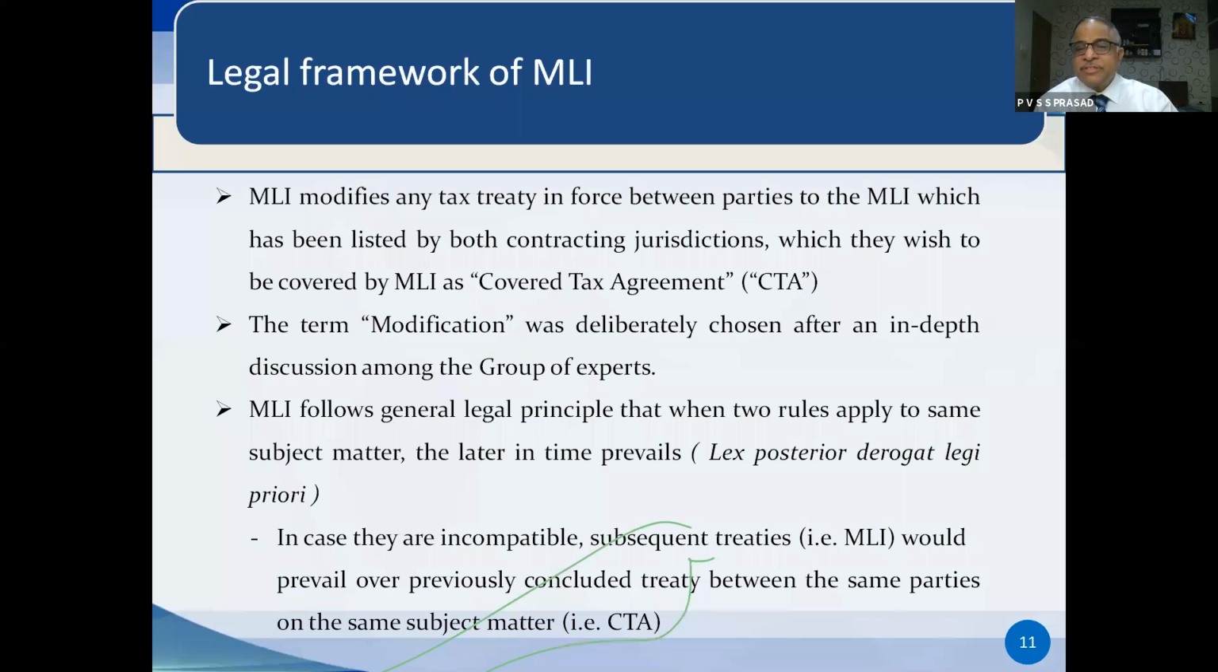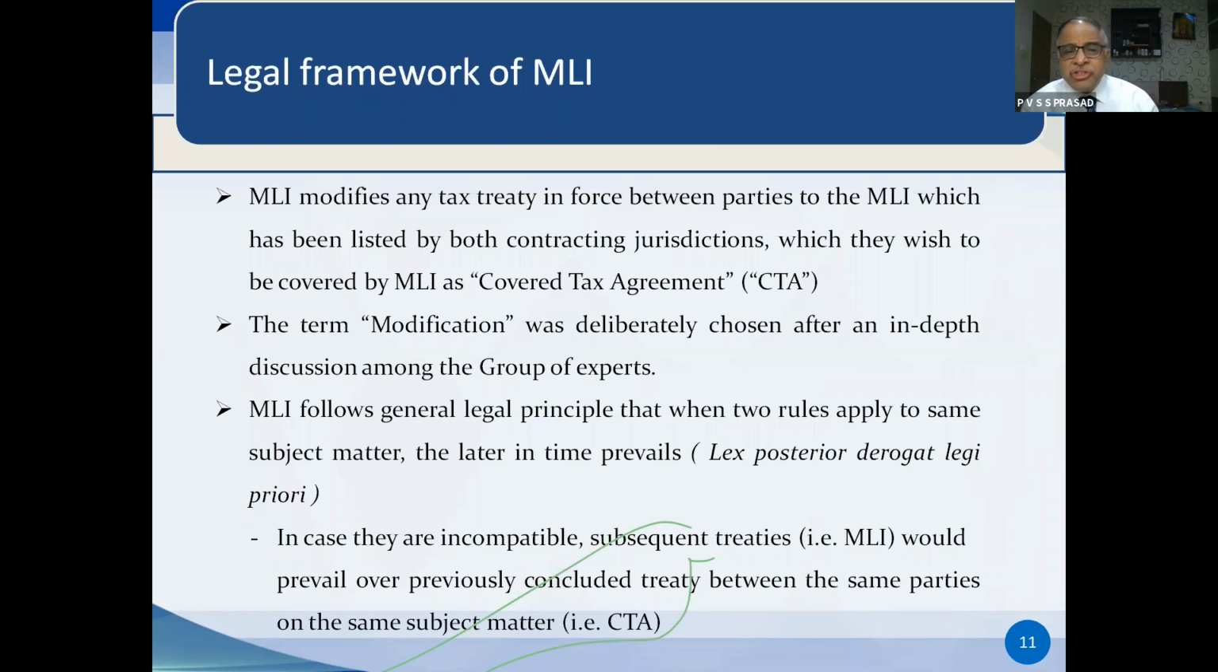And the modification is a very well deliberated choice suggested by international tax experts. The word modification is used. MLI is going to modify the existing provisions or articles of the tax treaty. So we have to always use the wording, the term modification.